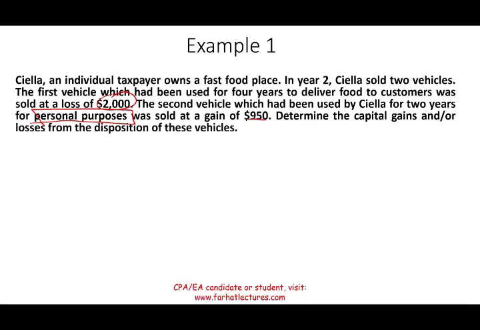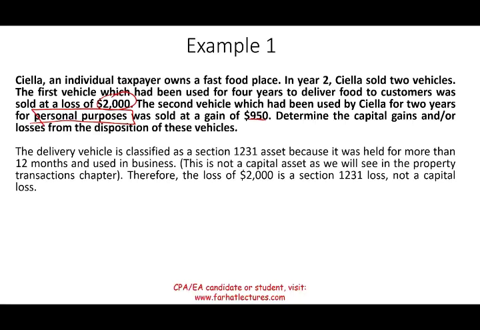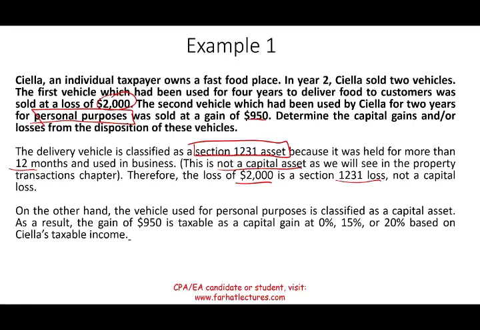Well, the delivery vehicle is considered a business asset. Don't worry, just for a business asset specifically, it's a Section 1231 asset because it's held more than 12 months and used in a business. This is the definition of a Section 1231 asset. Therefore, the loss of $2,000 is a Section 1231 loss, not a capital loss, which is treated differently. Now, the gain on the other vehicle, you cannot net them. You have to pay taxes on that. Depending on how much, it could be 0, 15, or 20% because it's long term, over 2 years, and depending on the individual's taxable income.